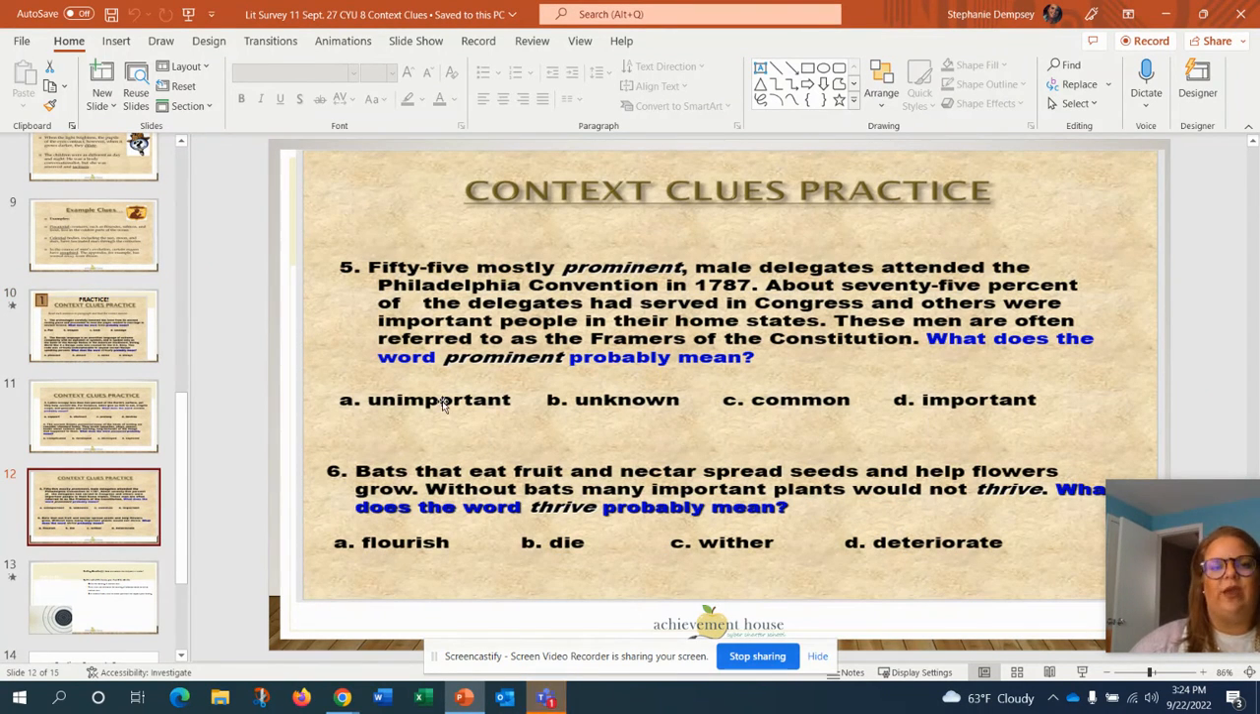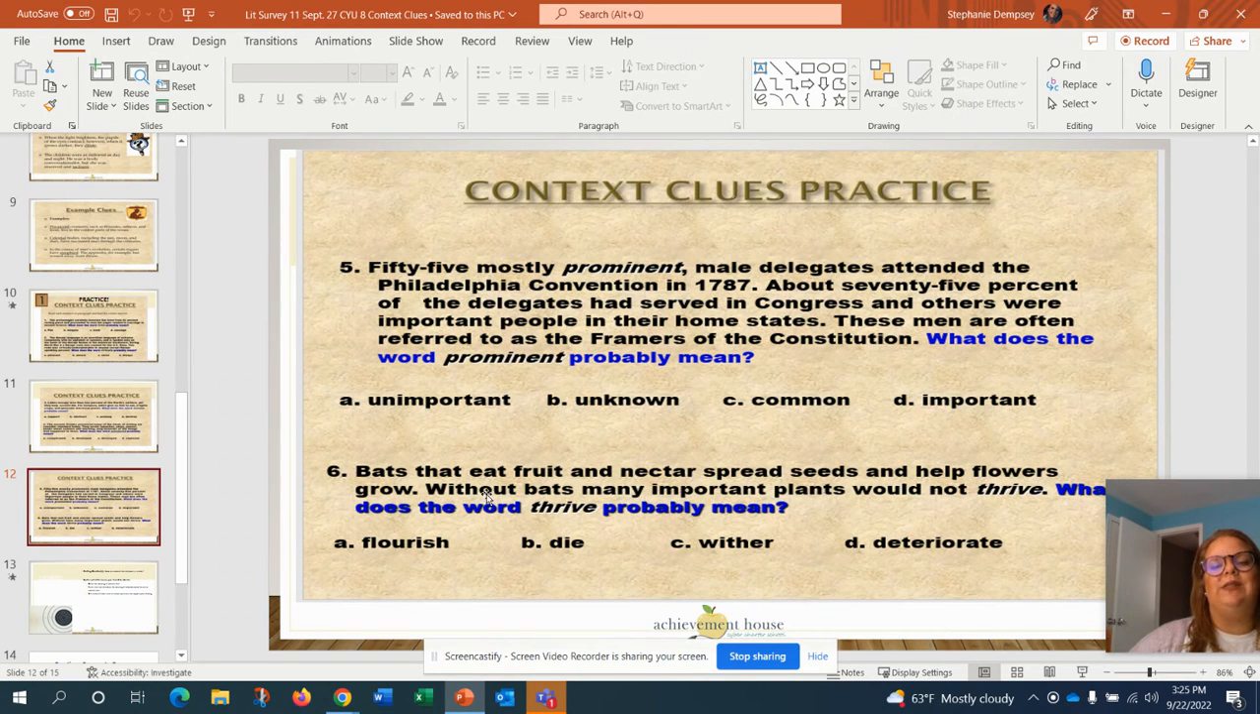Let's do one or two more together. So, 55 most prominent male delegates attended the Philadelphia Convention of 1787. About 75% of the delegates had served in Congress, and others were important people in their home states. These men were often referred to as the framers of the Constitution. What does the word prominent probably mean? Unimportant, unknown, common, or important? If it's saying the most prominent, it's saying that only 55 of all of the men that lived there went. 75 had served in Congress. They were important people. It actually even says the word there. So I would say that means these were important men.